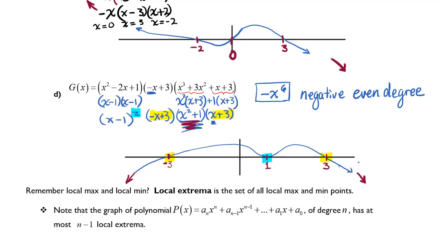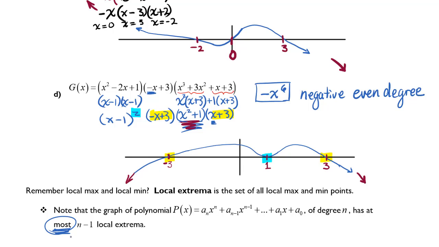So remember, local max and local min. Those local extrema are the set of all local max and min points. Note that the graph of a polynomial p of x of the form a sub n x to the n plus a sub n minus 1 x to the n minus 1 down to the last two terms, a sub 1 x plus a sub 0, of degree n has at most n minus 1 local extrema. It's important to point out that it says at most. It could have less than that.